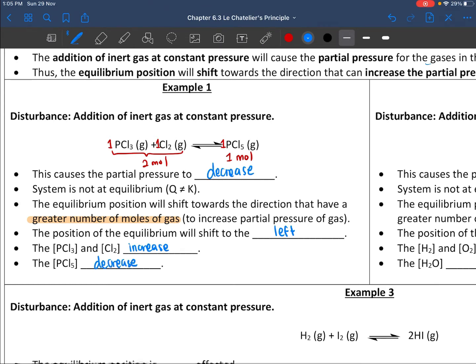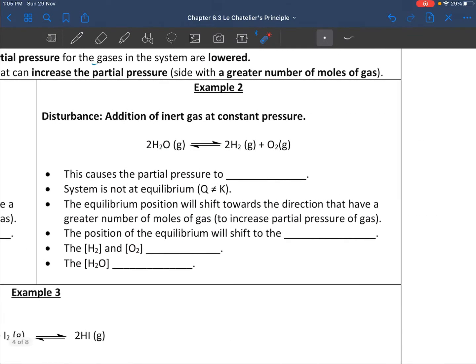Okay. So itu je lah. For addition of inert gas at constant pressure, kiranya key point dekat sini, kamu kena faham apabila kita tambah inert gas at constant pressure, partial pressure dia tu akan berkurang. Partial pressure means pressure of each gas ni akan berkurang, tapi total dia akan masih sama. So macam mana nak increase balik partial pressure tu? Dengan cara shift ke arah number of moles yang lebih besar.